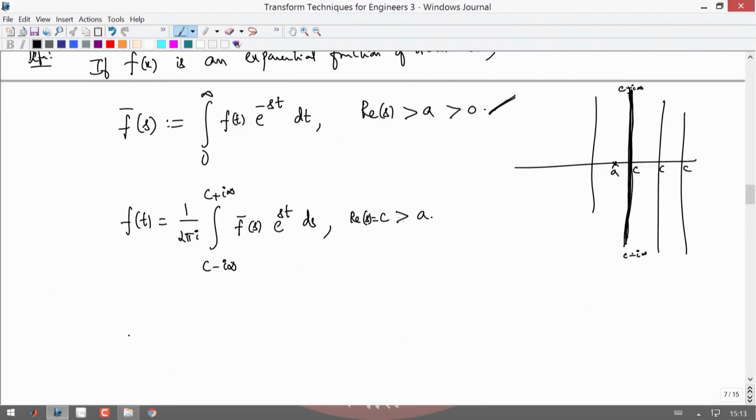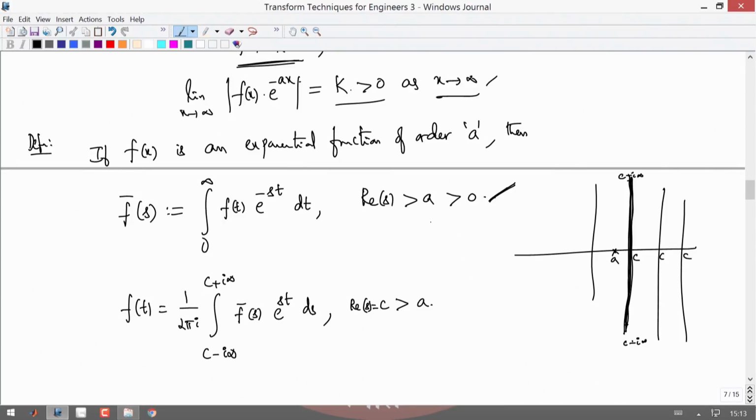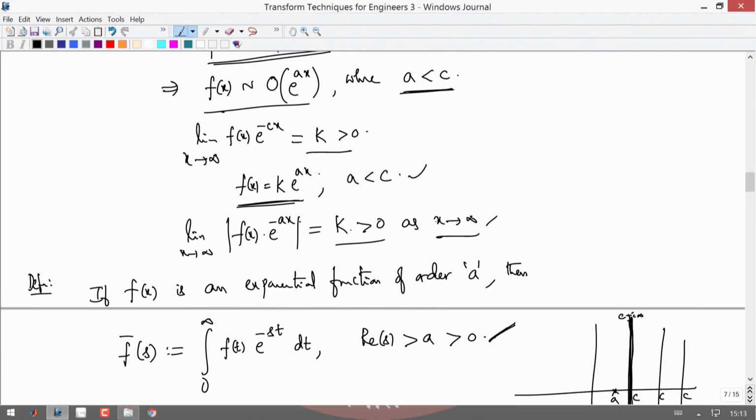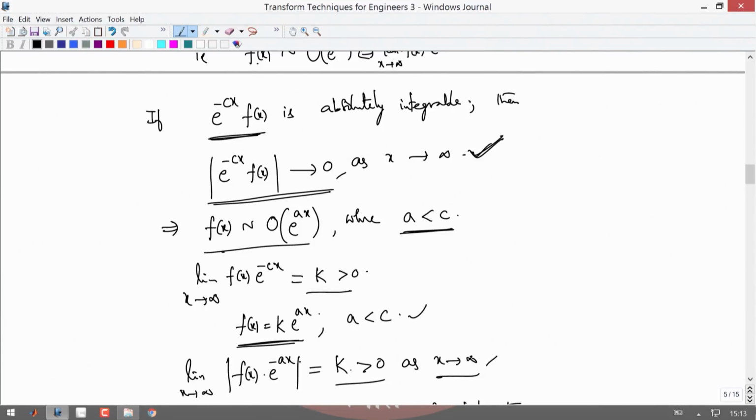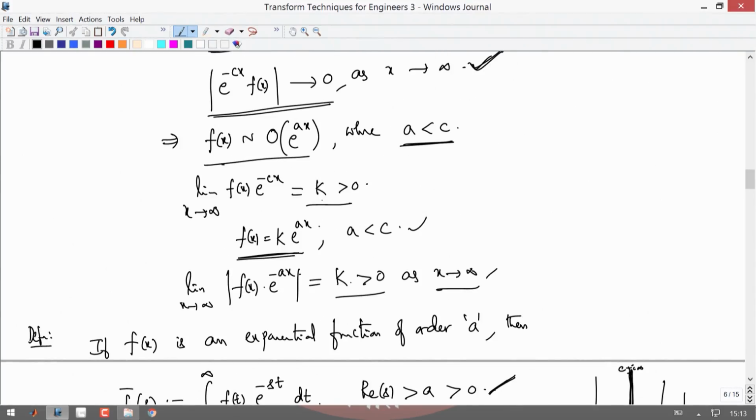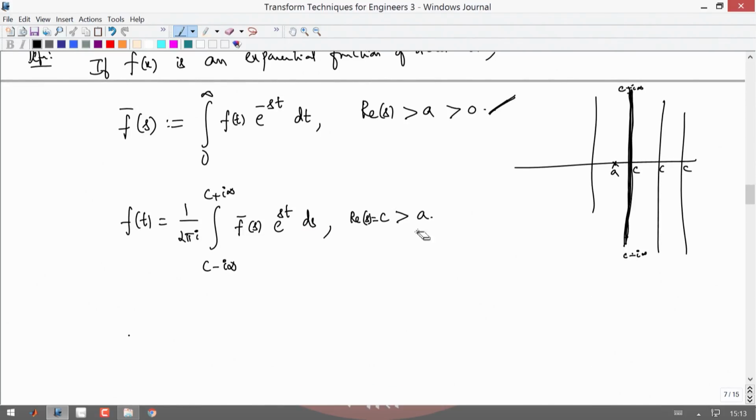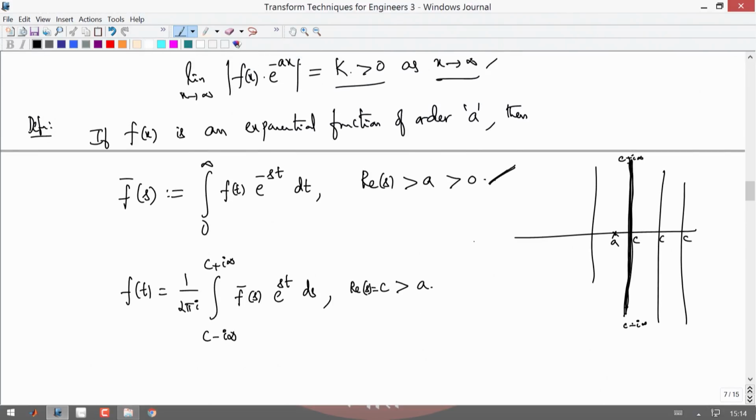So that c has to be bigger than a because your function is absolutely integrable, and the way you have seen, f of x into e power minus cx has to go to 0. So e power minus cx into f of x going to 0 implies f of x has to be a function of exponential order a less than c. So in that sense c has to be greater than a. This is how you define this Fourier Laplace transform and its inverse transform.